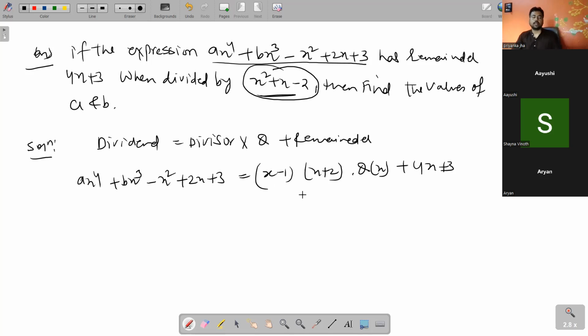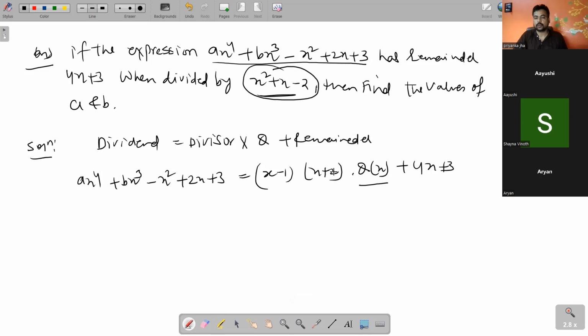Correct? Now see, you have to find a and b, but you do not have any idea about this quotient. We are not going to divide it by the long division method. So x minus 1 and x plus 2 is just the factorization of the quadratic equation part. I have just written this into factor form. Now you do not have any idea about Q(x), what kind of expression it is, right?